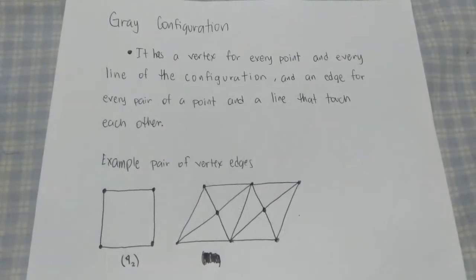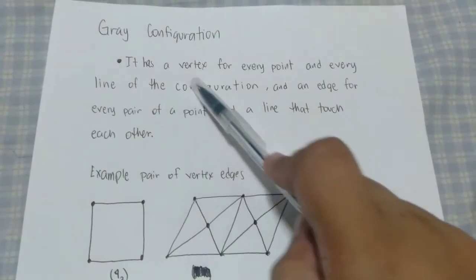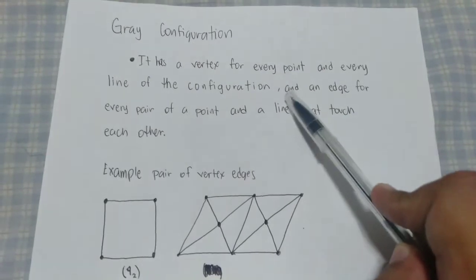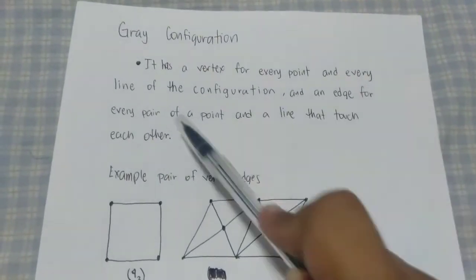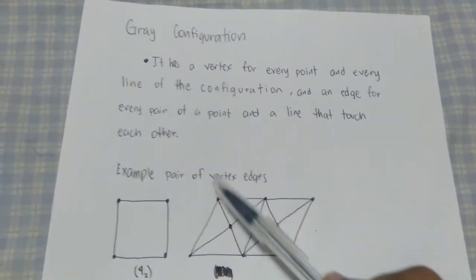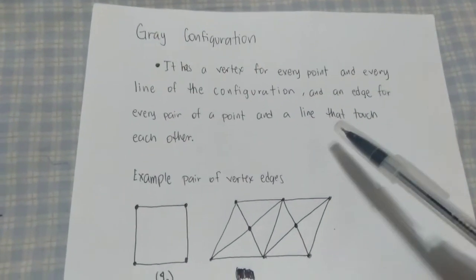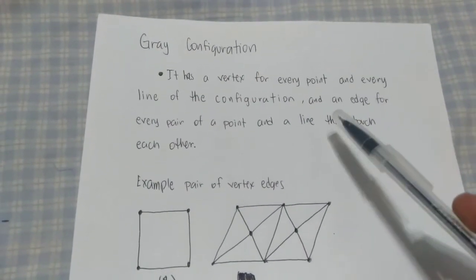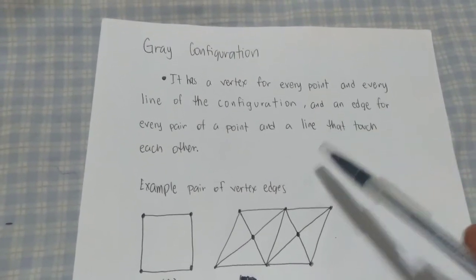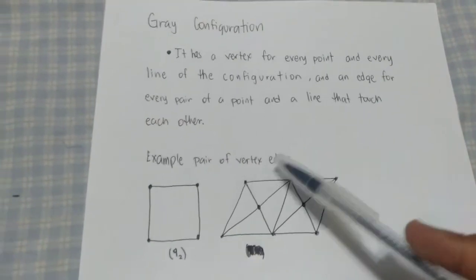The third configuration is the Gray configuration. It has a vertex for every point and every line of the configuration, and an edge for every pair of a point and a line that touch each other. So what is the meaning of this? The meaning of this is that for every point, vertex and edge there is a pair. So an example of a pair of vertex and edge is this.